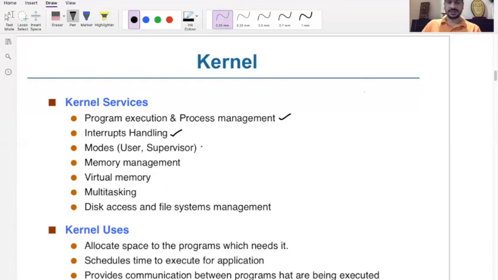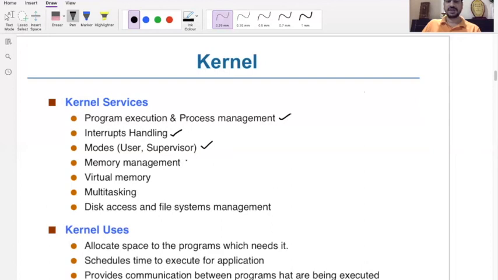Then the kernel will manage the modes also. Just now I told you we have two types of mode in the CPU. We have user mode and we have supervisor mode. The supervisor mode will be used when we are running any system software, it means any program related to the operating system. At that particular time, we have to change the mode to supervisor mode. And there is user mode. In user mode, the user will have the control and it will run their application software. So these two are the modes of the CPU, and the interface, or you can say the bridge, to change from user mode to supervisor mode will be done by the kernel.